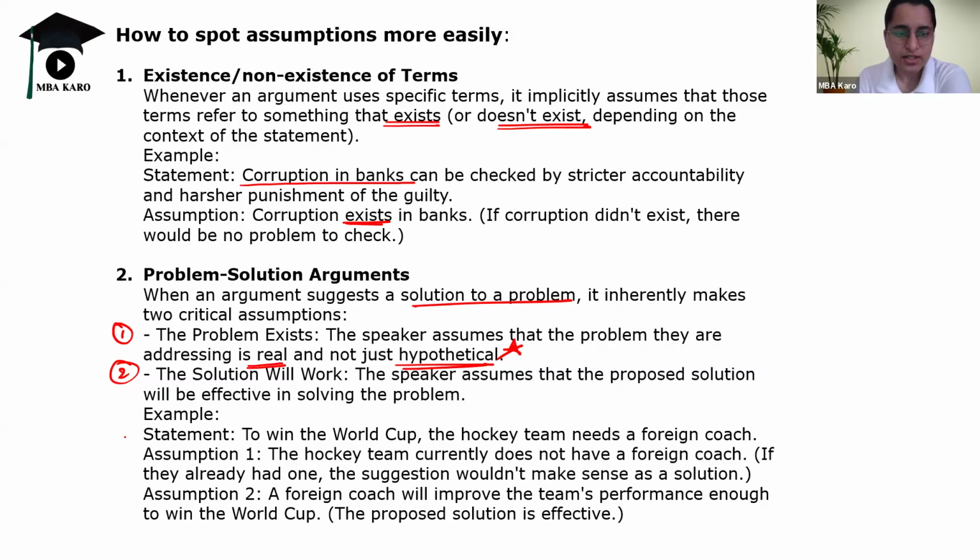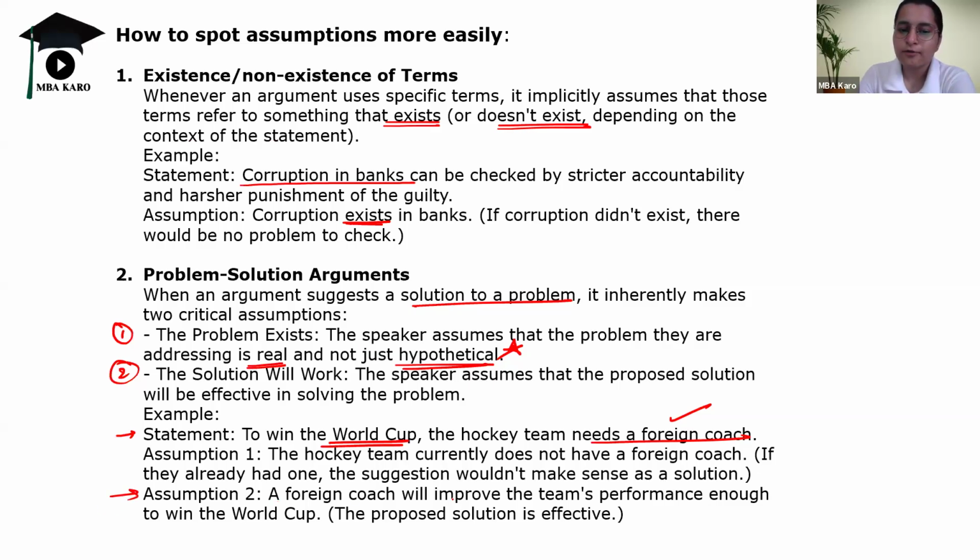Let's take an example. The statement here is: to win the World Cup, the hockey team needs a foreign coach. Now here there are two things. They want to win the World Cup. Second, the hockey team needs a foreign coach. Assumption one: the hockey team currently does not have a foreign coach. Because we have read that the hockey team needs a foreign coach, if it already had one, it would not need it again. They do not have a foreign coach. That is why they need it. If they already had one, the suggestion wouldn't make sense as a solution, as we discussed.